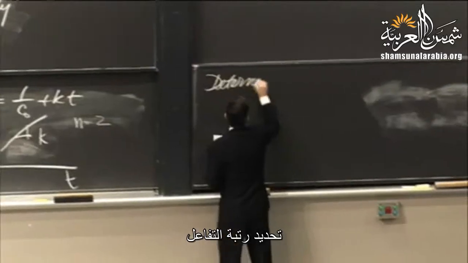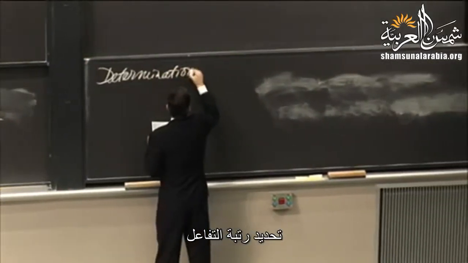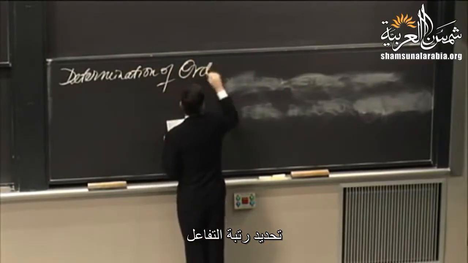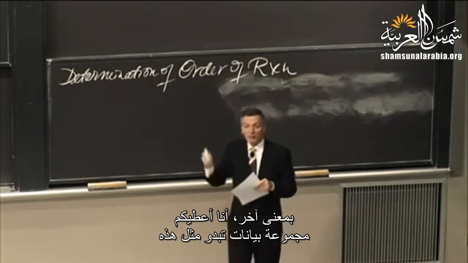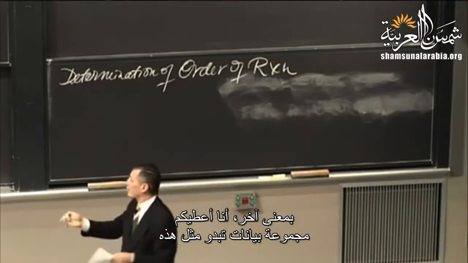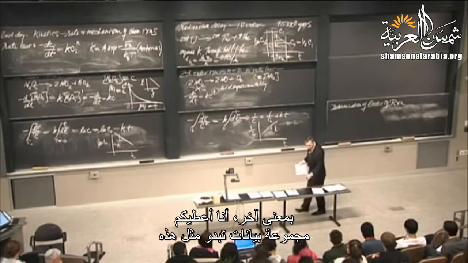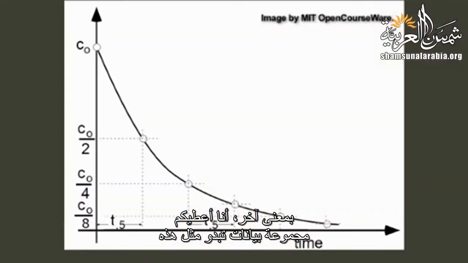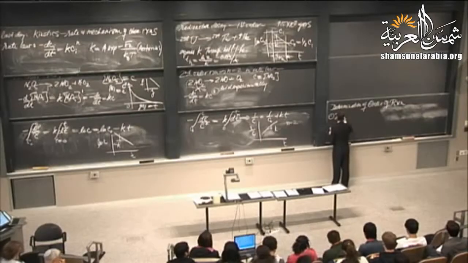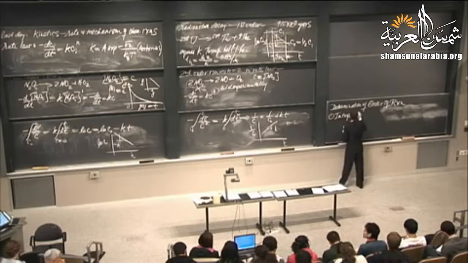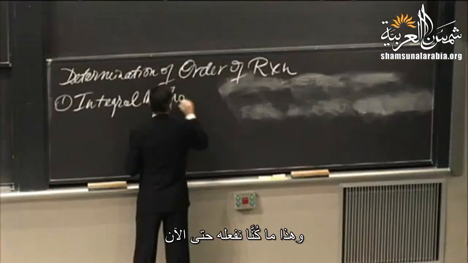So, determination of order of reaction. In other words, the way the story goes is I give you a data set that looks like this, and I say, determine the order of reaction. There are two general ways to do this. The first one is called the integral method, and that's what we've been doing up until now.